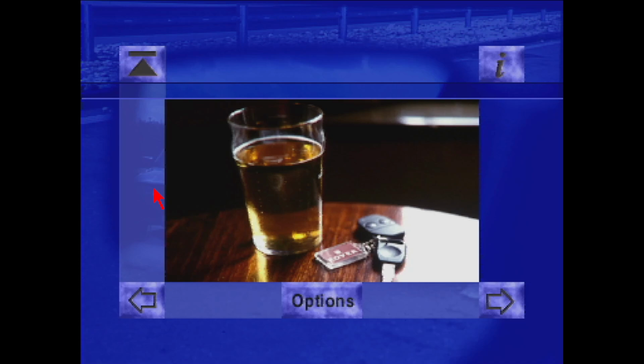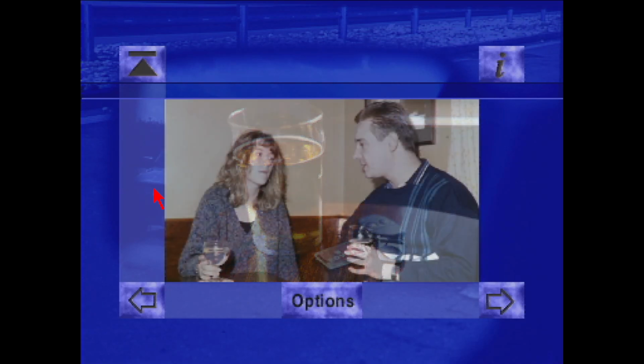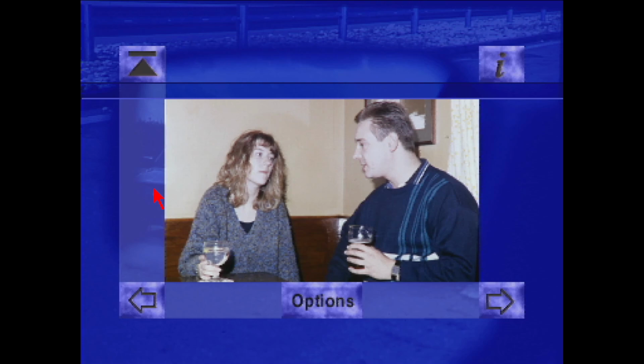Even a small amount of alcohol impairs your driving ability. There's no such thing as a safe limit. The effects of alcohol depend on your weight and build, familiarity with drinking, and whether you have a full stomach. Women are usually affected more than men because they have a lower percentage of body fluid.